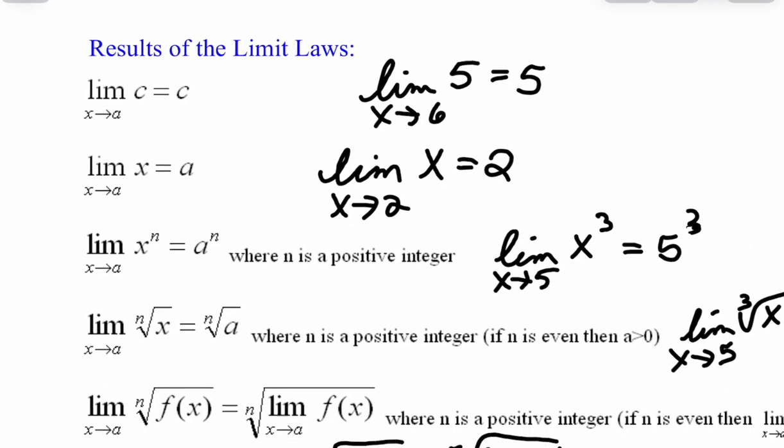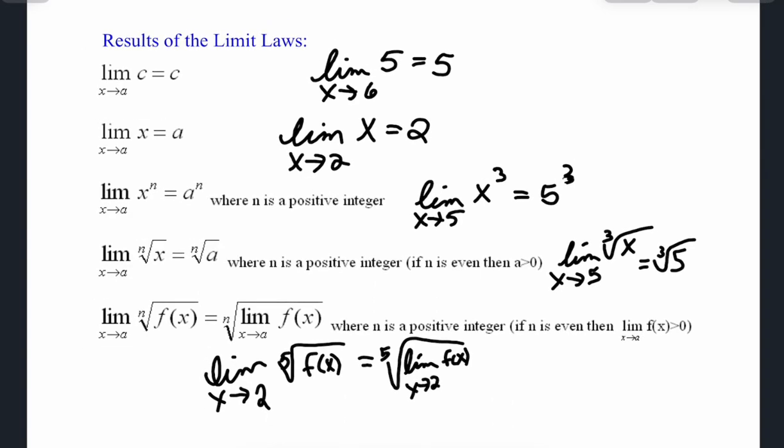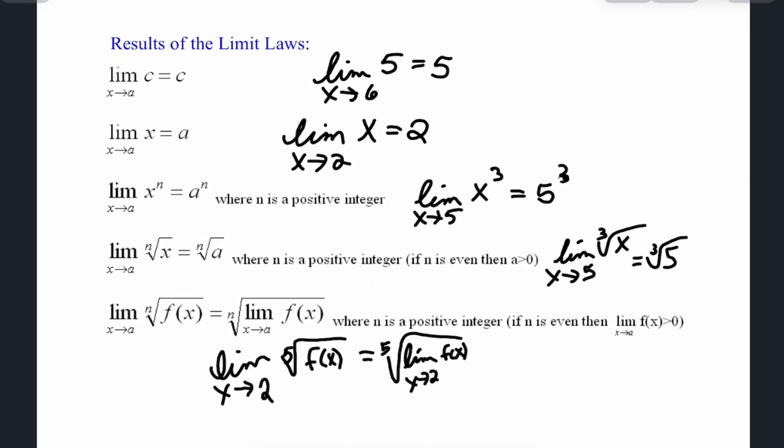So square roots can be evaluated later. Nth roots can be evaluated later. It's just important to note these don't have to be hard if we understand that we can break them down a little bit. And I'll show you what I mean when I do some examples.